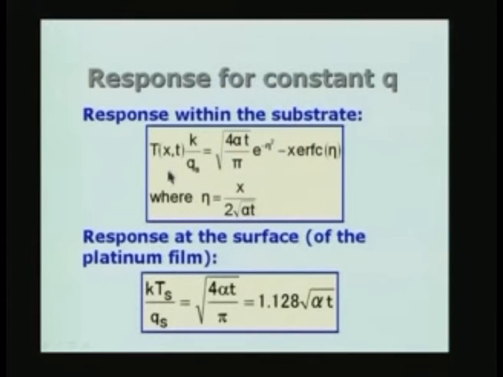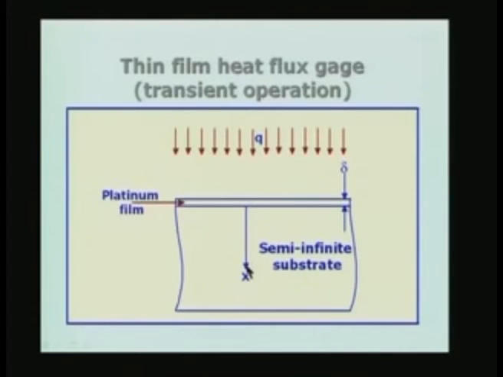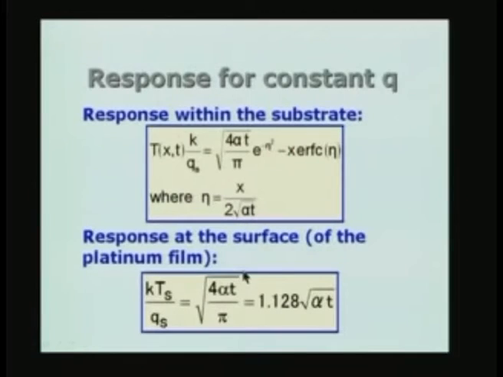of the substrate. So, if you go back to the previous slide, I have measured x in a direction perpendicular to the surface, and I am now talking about the temperature within the substrate at any location x at a given time t. So, T x t multiplied by k by qs, where k is the thermal conductivity of the substrate material, qs is the surface heat flux input at the surface, is equal to square root of 4 alpha t by pi, where alpha is the thermal diffusivity of the substrate material, e to the power of minus eta squared, where eta is x by 2 root alpha t, is a non-dimensional variable.